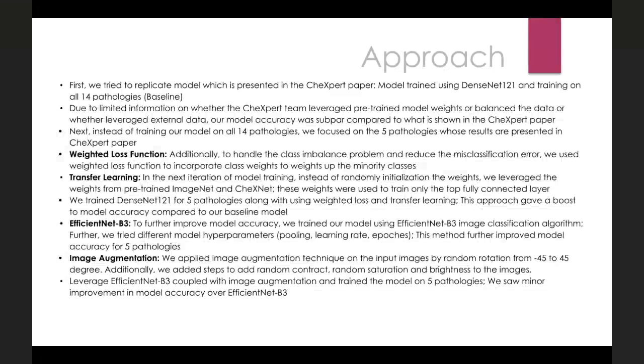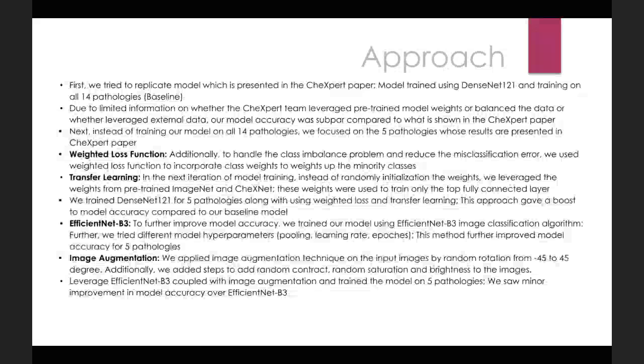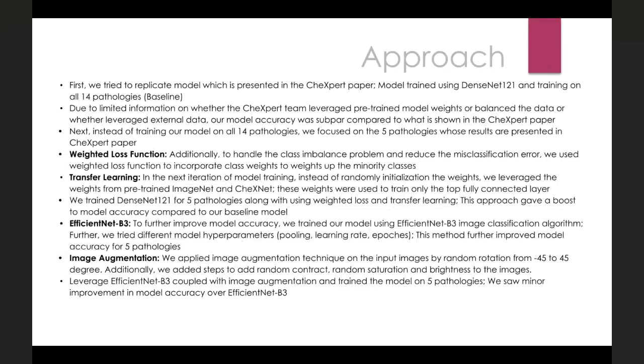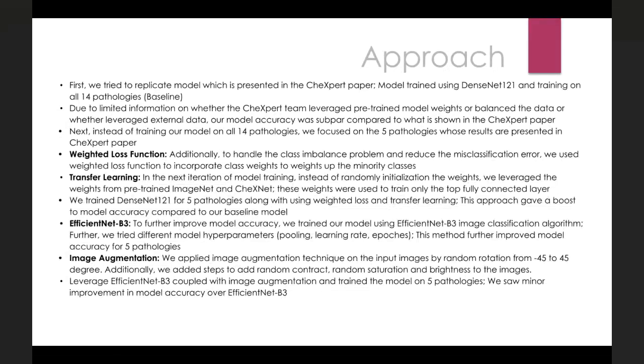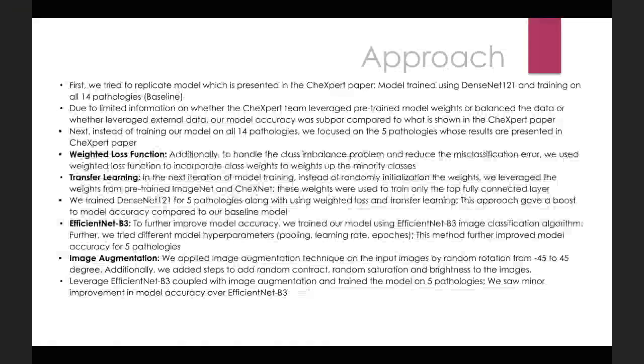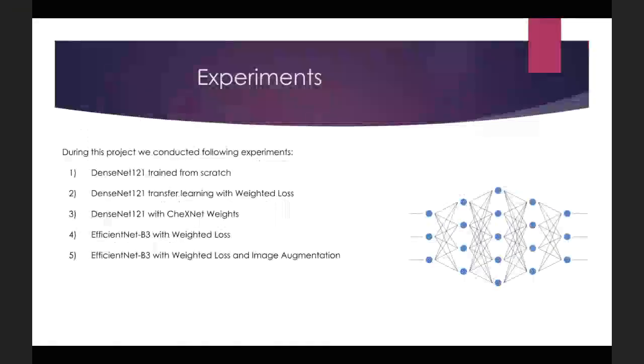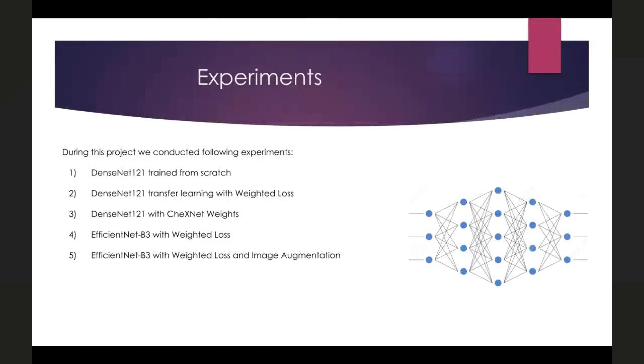Then next, we applied image augmentation techniques. We randomly rotated images from -45° to 45°, because we saw some training data tilted to the left or right. We also applied random contrast, random saturation, and brightness to the images. So here are the detailed 5 experiments we have done. Please scan through them.